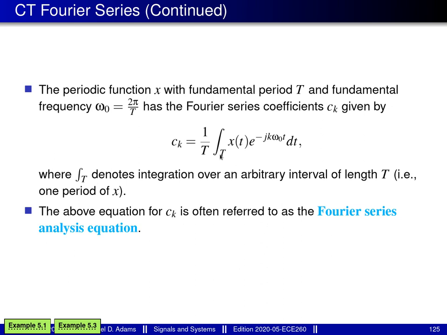So again, this just means we're integrating over an interval of length capital T, and it turns out this function here is periodic with period capital T. This is because x by assumption is periodic with period capital T, and this complex sinusoid is also periodic with period capital T. So when you multiply them together, you get a function which is periodic with period capital T.